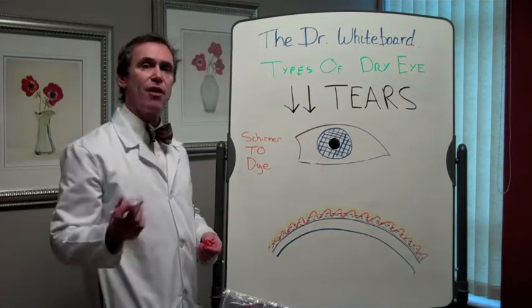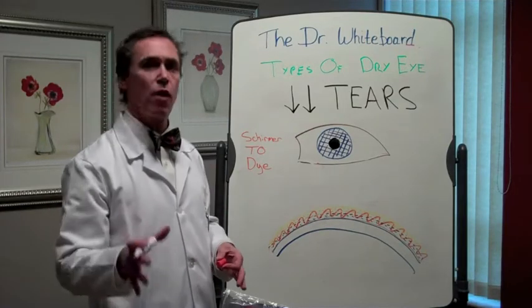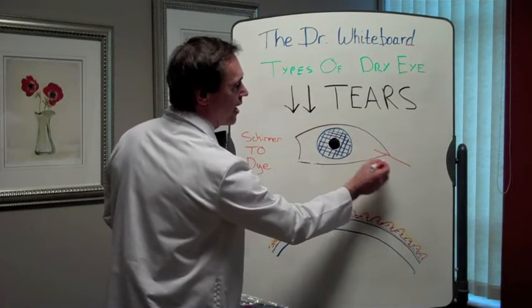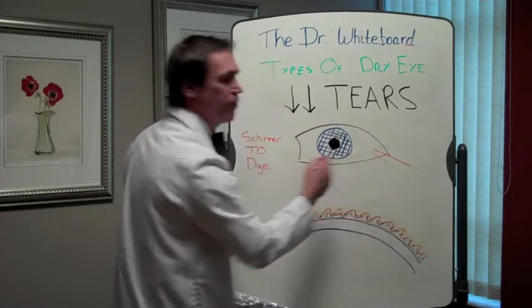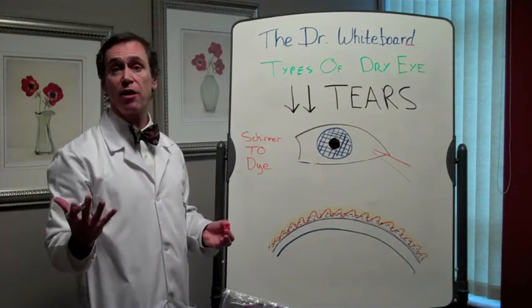The next thing is tear osmolarity. How salty are your tears? We'll do a whole Dr. Whiteboard about that, but really briefly, what we do is take just the littlest bit of your tears through something called a micropipette, and then we measure how salty they are.